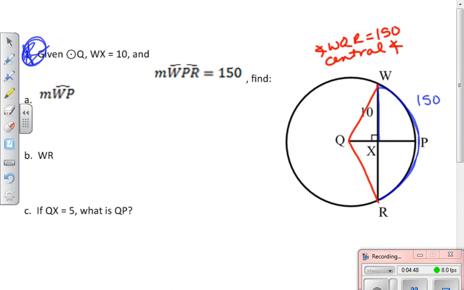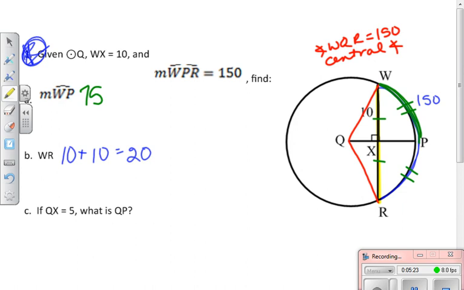So finding W to P, if we remember that perpendicular bisector theorem, this is perpendicular, it is bisected, it bisects the arc. So that means the arc is 75. Now, WR is this piece right here. It's a perpendicular bisector. We're talking about 10 plus 10, so its length is 20.